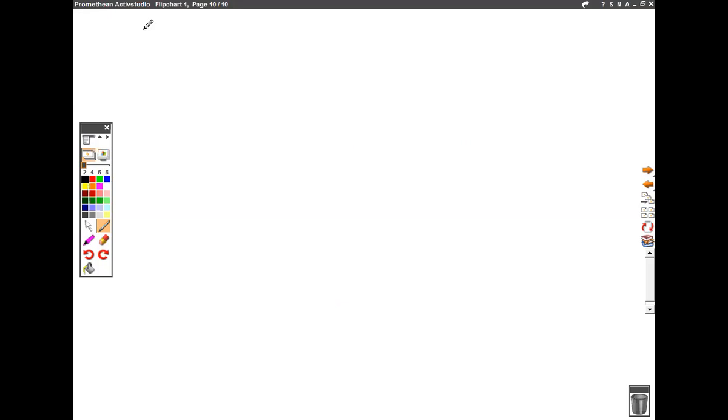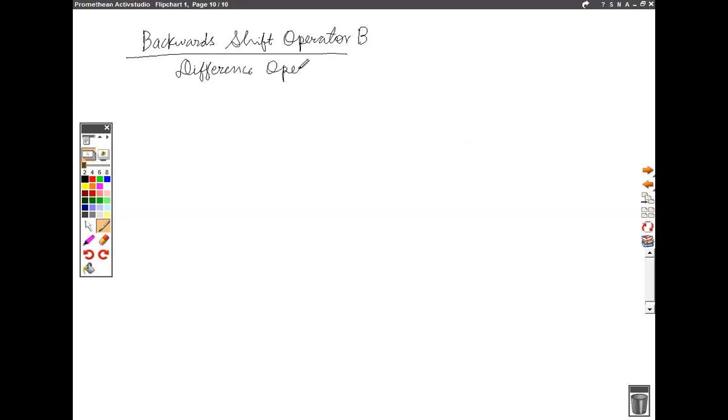So this is something known as the backwards shift operator, and I denote it as B. And then there is something else known as the difference operator.